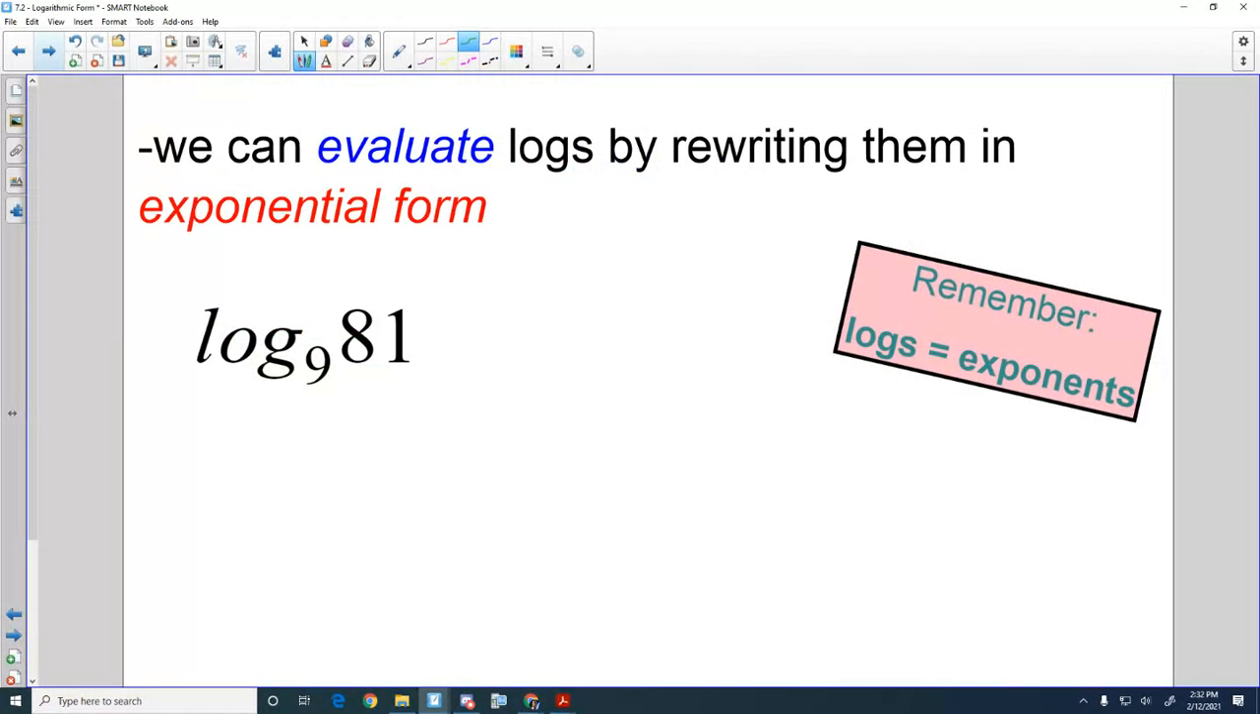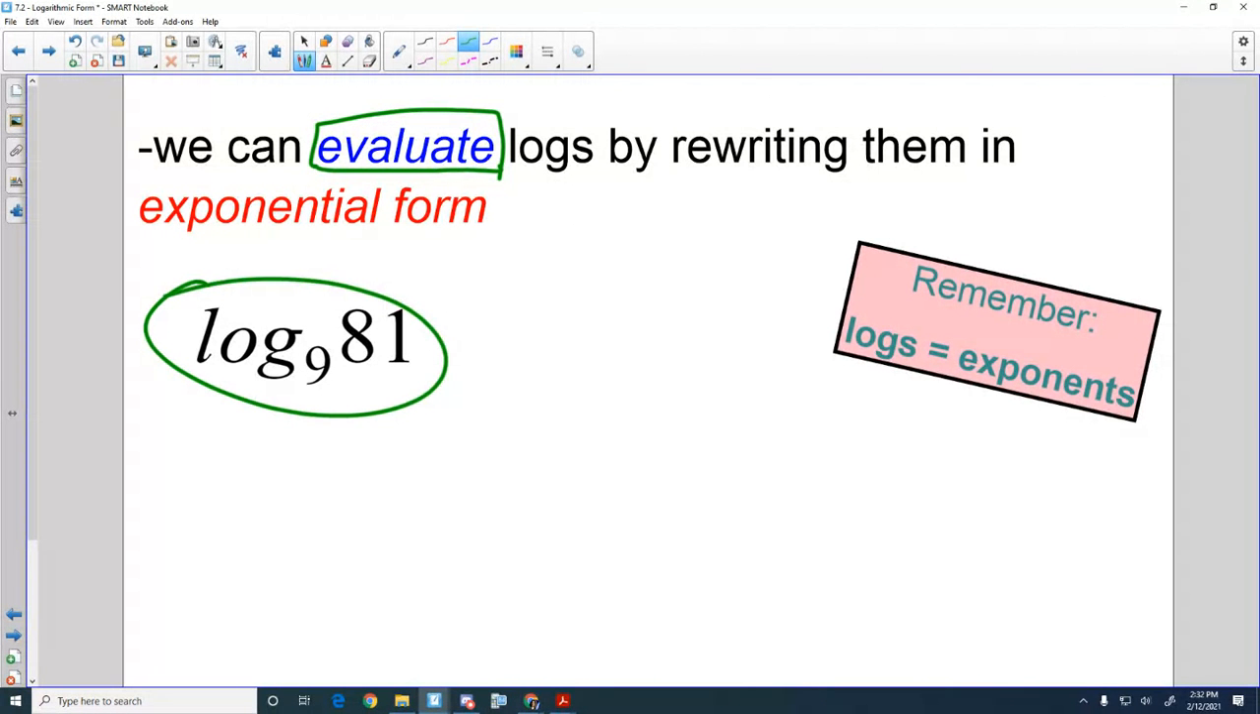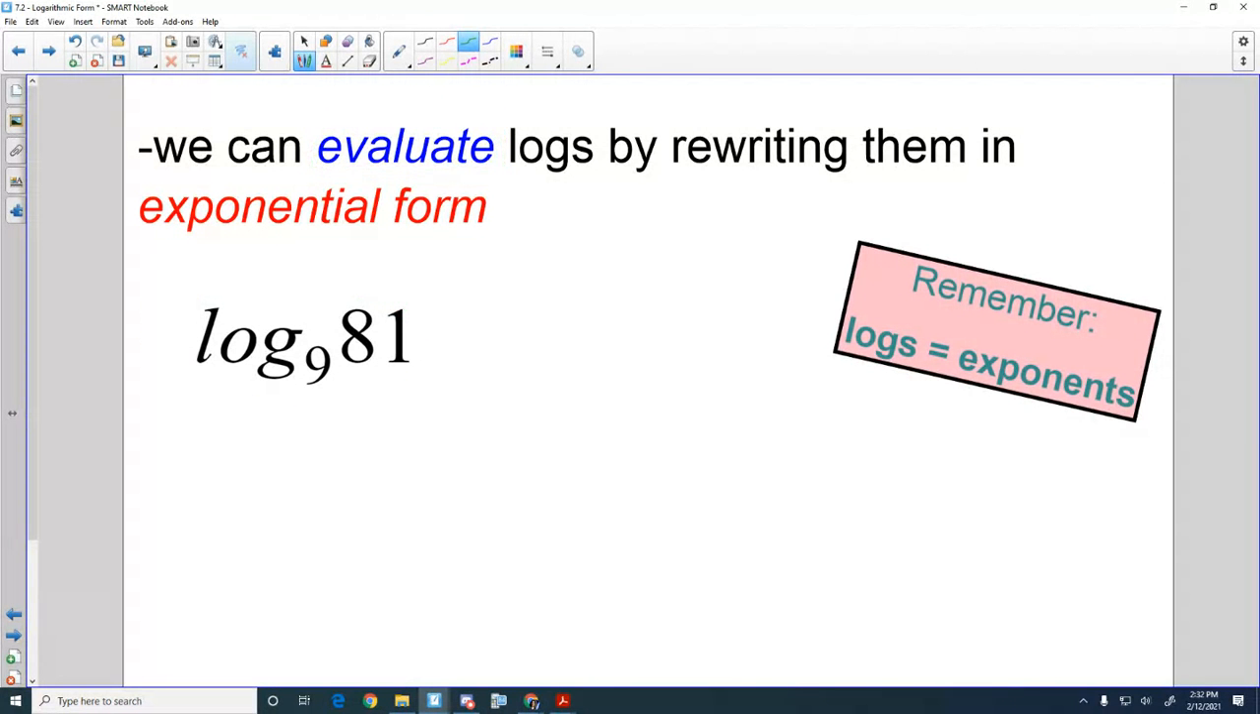Now, one thing you're going to see often is the term evaluate. You're going to be asked on a question, say, hey, evaluate this log. And you're going to be given something like log base 9 of 81. Evaluate this logarithm. All it means is to figure out what it's equal to. And since we remember that logs equal exponents, in a way it's asking what exponent log base 9 of 81 is equal to.